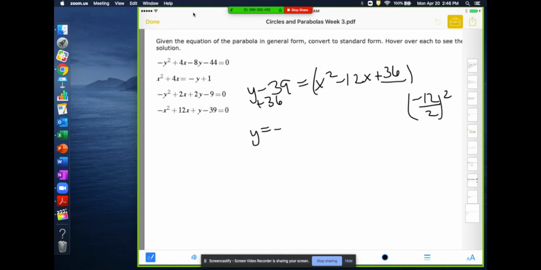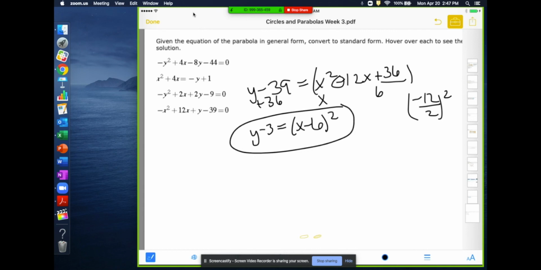So I get y minus 3, not equals 3, I'm going to fix that in a second. I get y minus 3 equals, and then after I go through the factoring process, that should take us to (x minus 6) squared. From here, there's nothing really that I need to do, so this is my final answer.